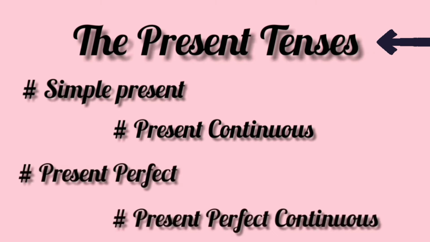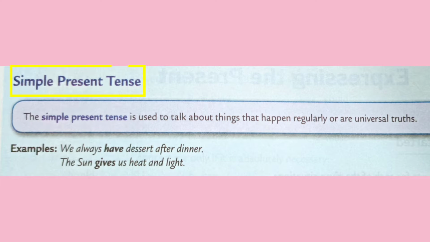The present tense can be classified as the simple, continuous, perfect, and perfect continuous tenses. Let us learn them one by one. The simple present tense. It is used to talk about the things that happen regularly or are universal truths. For example, the sun gives us heat and light. Here, the simple present tense is gives.